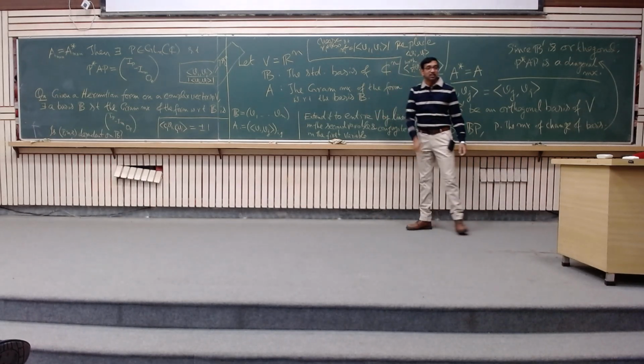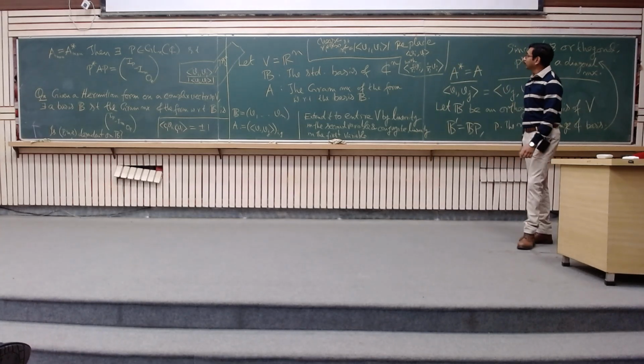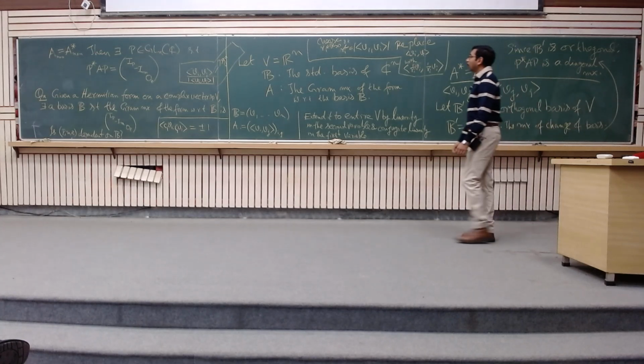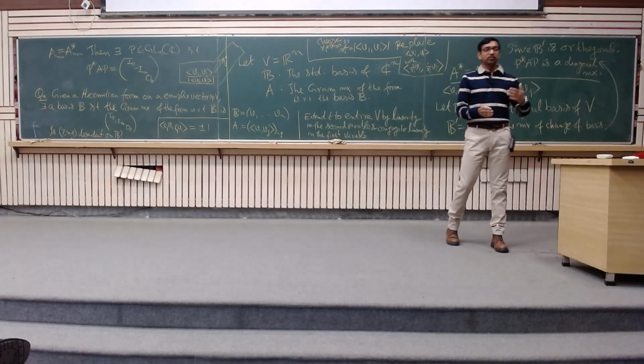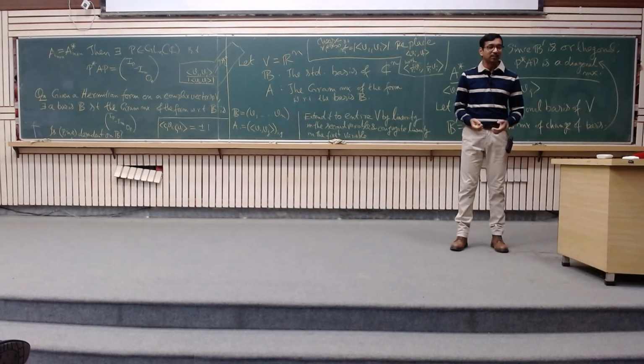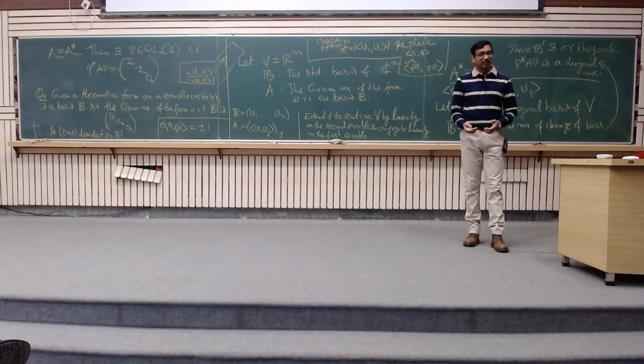Vishesh, yes. The dimension of Cn is 2n, right? Well, the dimension of Cn, if seen as a vector space over the field C, is n. Over the field C, it is just n.